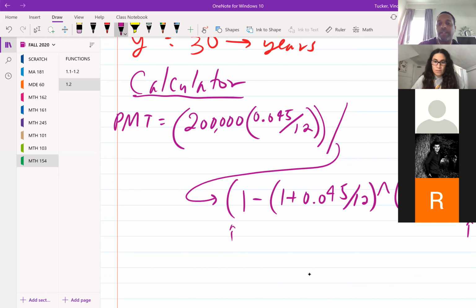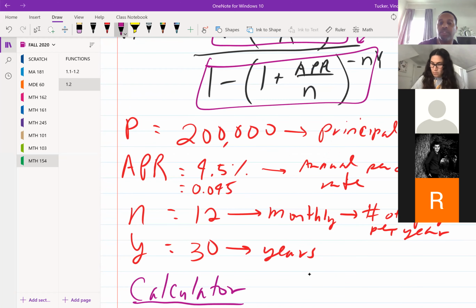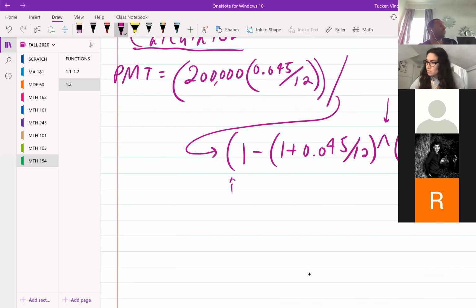And so there's 1 minus 1 plus 0.045 divided by 12. Then I raise this to a power by using this symbol. And then there's negative n, which is 12 times y, which is 30. Then you close that parentheses and close it off.